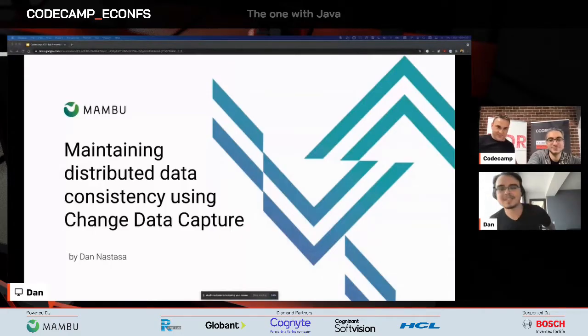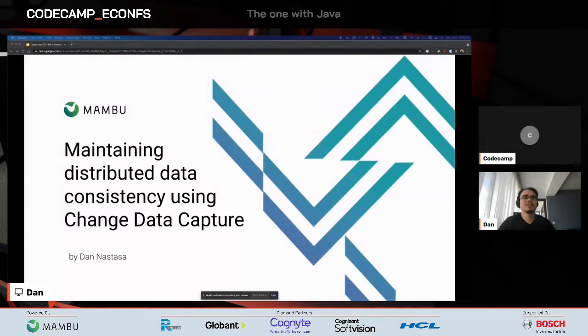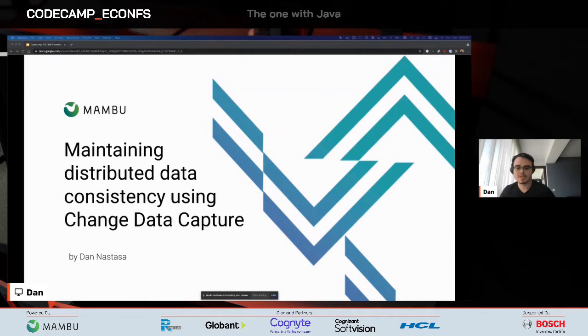Okay, so as I mentioned, we'll be discussing change data capture, CDC for short, and based on your comment from before the break, we can call it amazing change data capture, so we can call it ACDC. This pattern is around maintaining distributed data consistency in microservice architectures. So let's get into it.